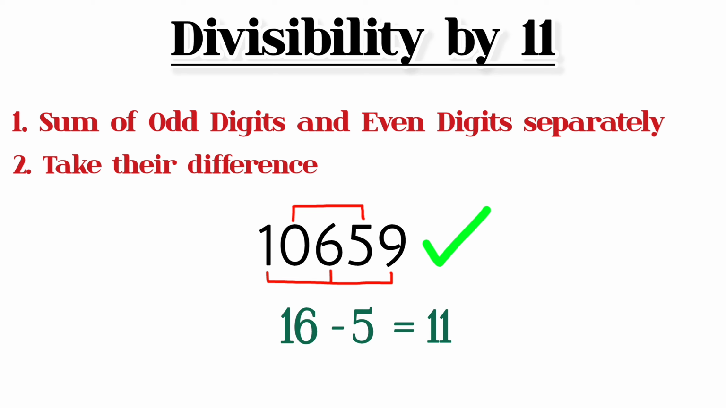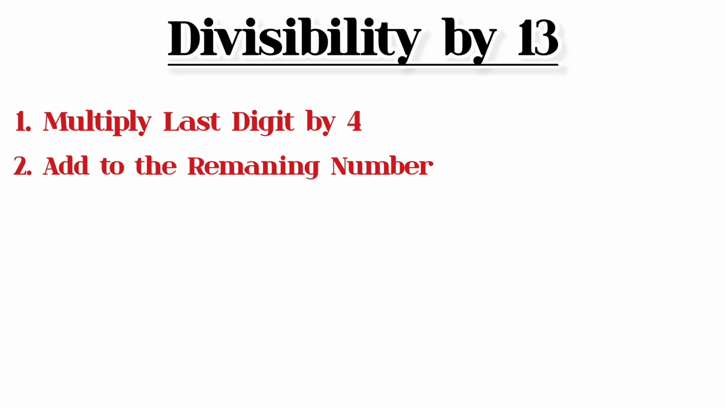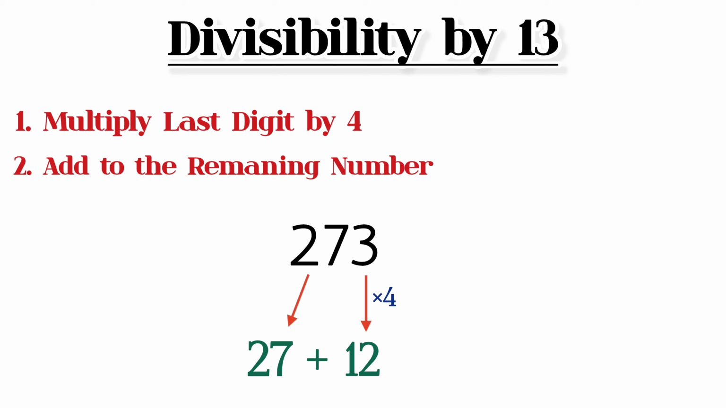Lastly, we'll look into divisibility by 13. We'll follow our favorite two-step procedure. 1. Multiply last digit by 4. Second, add it to the remaining number. Let's take 273. Multiply last digit by 4. You get 12 and add it to the remaining number. So 27 plus 12 gives 39, which is clearly divisible by 13. So 273 is also divisible by 13.